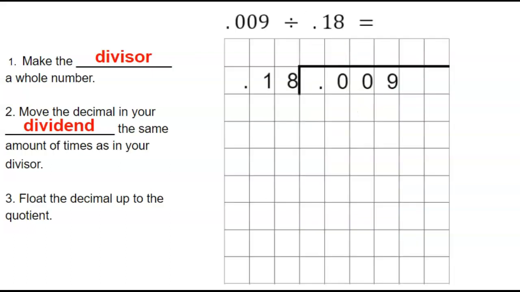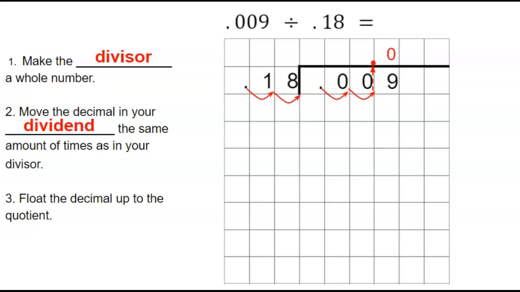Our next example is 9/1000 divided by 18/100. So 9/1000 is our dividend, 18/100 is our divisor. We need to move our decimal once and then twice to make this a whole number, 18. And so in our dividend, we move our decimal once and then twice, and then we float it up into the quotient.